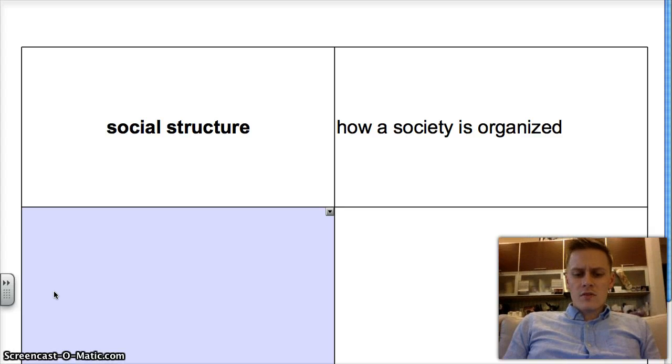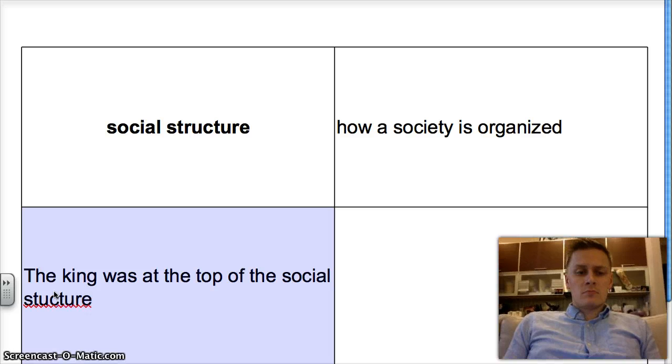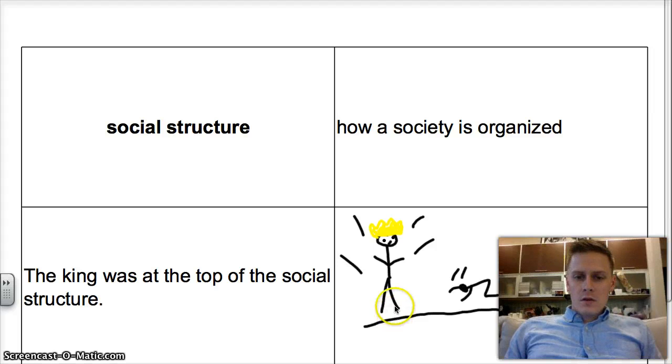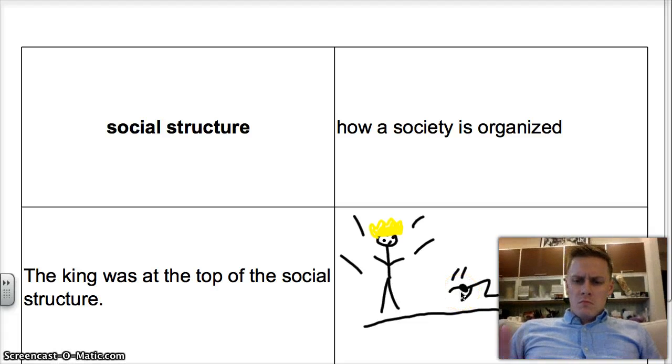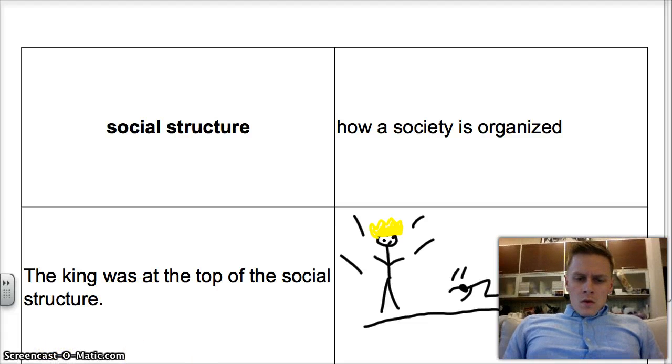I'm going to write for our sentence, the king was at the top of the social structure. All right, so this shows that we understand that the king was the most important one. And let's make that spelled correctly. All right, so we have my picture here of a king and a peasant or somebody that's bowing before them. So we got a nice, bright, shiny crown. All right, so let's move on to our next word.